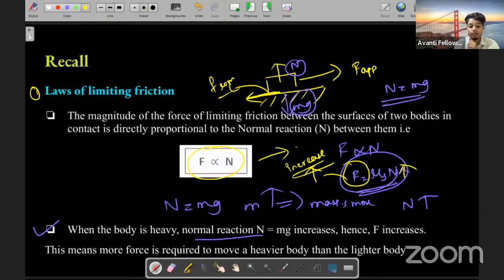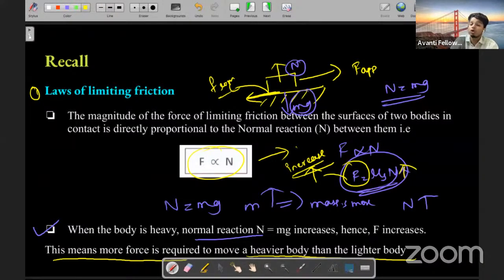This means more force is required to move a heavier body than a lighter body. That's all, because the limiting friction is more. If N is more, then limiting friction is more. Yes or no, students? Let me know in the chat. Yes.